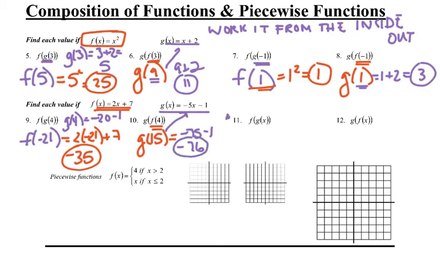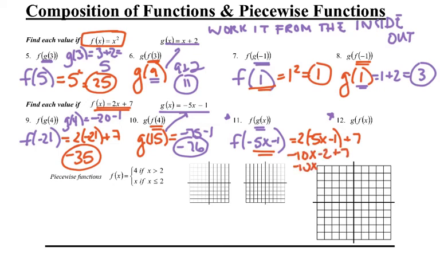It can get a little harder when we have letters instead of numbers. So f of g of x is just going to say f of, the rule for g of x, which is negative 5x minus 1. And then if I plug that in the f function, it's going to be 2 times the quantity negative 5x minus 1, plus 7. Or negative 10x minus 2 plus 7, or negative 10x plus 5.